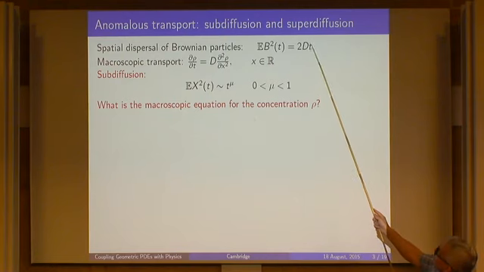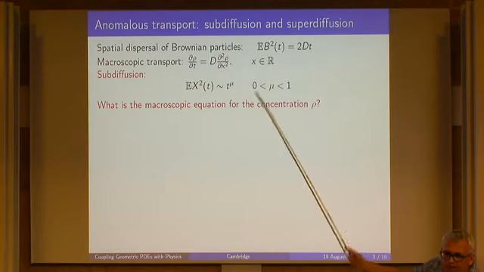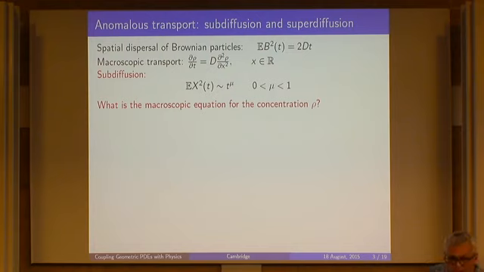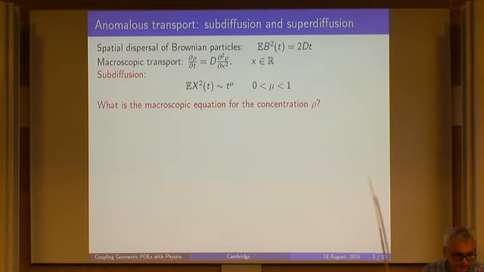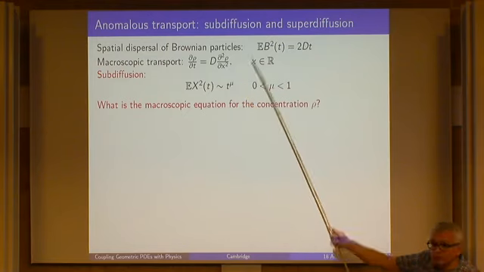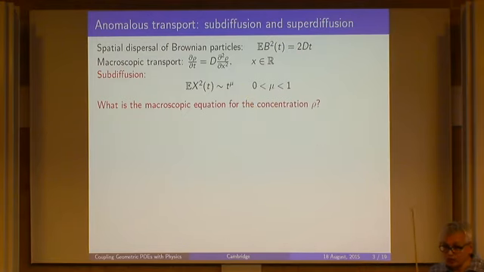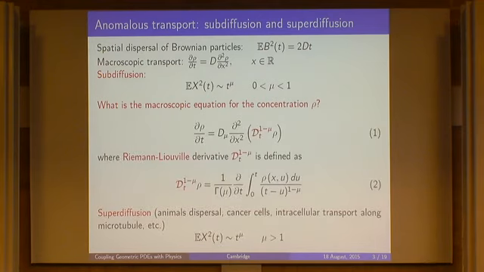So at first glance, it's no big difference. You see, this is a linear function, this is sublinear, but in fact, the macroscopic equation for the concentration of particles performing subdiffusion is quite different. It changes character completely, because this is a Markovian equation, but the equation for subdiffusion is non-Markovian. So it means involving an integral over time.